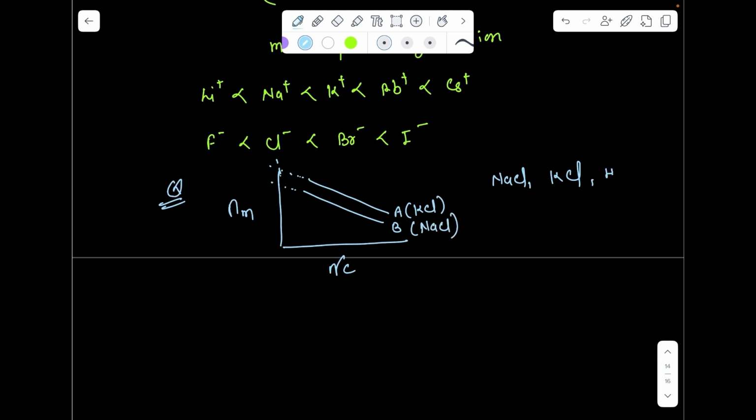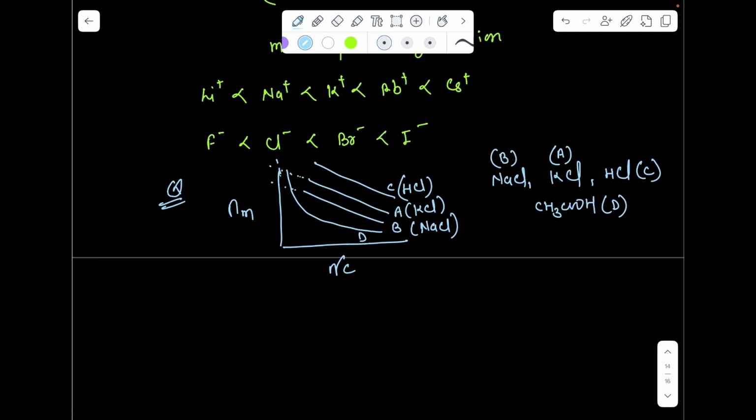And here if I am adding HCl, hydrogen chloride comes on the top because hydrogen mobility is high due to the hydrogen bonding. And if I add one more, CH3COOH, it's a weak electrolyte, so it should be this one. Let me write this is C and this is D. So D belongs to the acetic acid, C belongs to the HCl, A belongs to the KCl, and B belongs to the NaCl. So this is about the Kohlrausch law and its applications, which belongs to the conduction part.